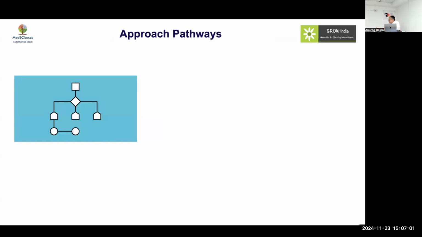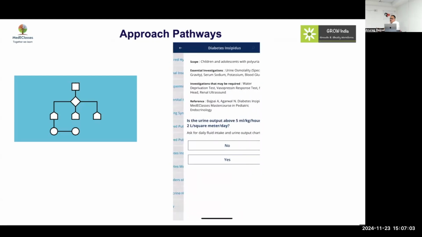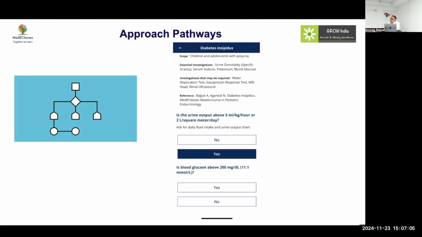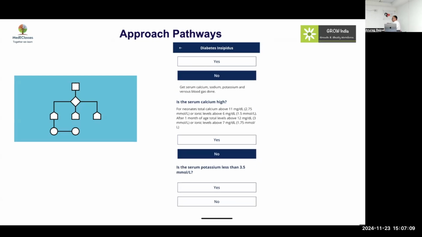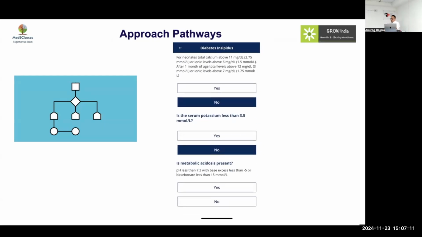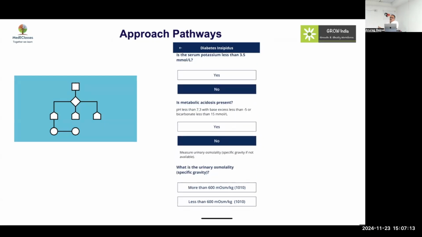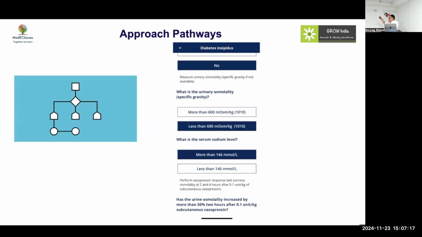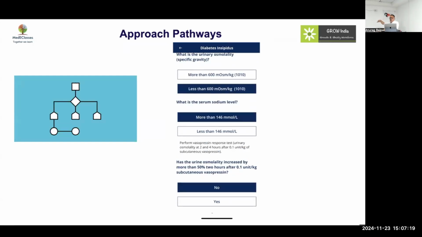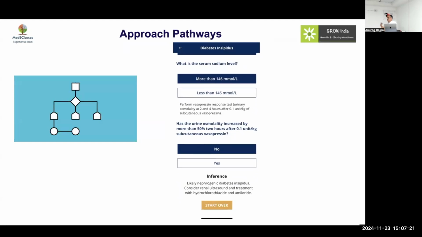So the most important ones which started off were approach pathways. Now, how these approach pathways worked was like these flowcharts. There will be questions which people will answer, and based upon those answers, we would be able to achieve the diagnosis. And this is how you will read. Based upon your results, the next question will come up, and then subsequent to that, a final diagnosis will come up. So this was a stepwise approach.